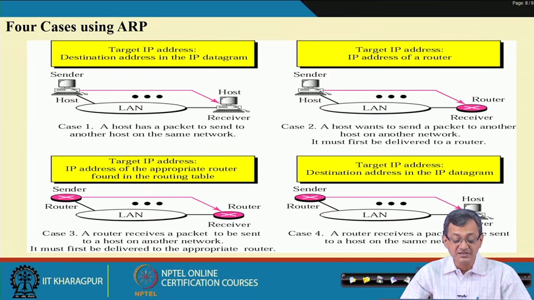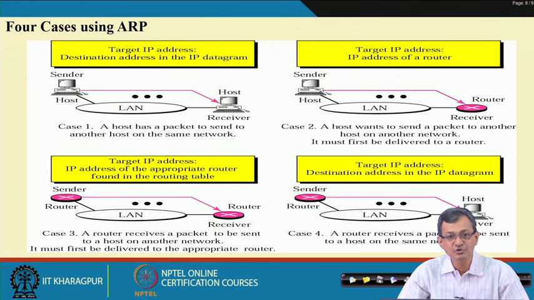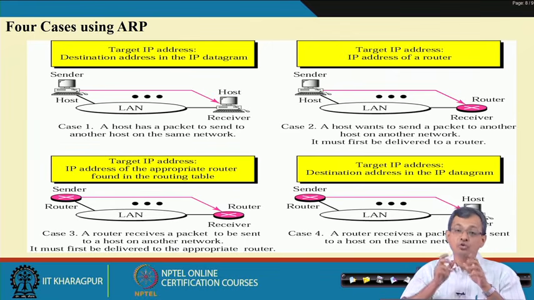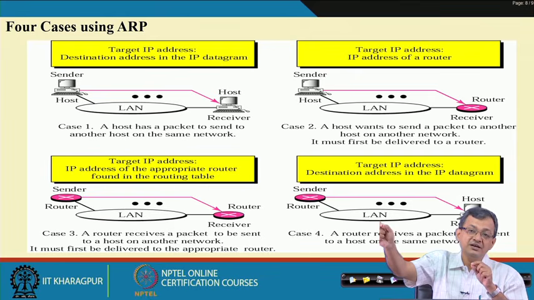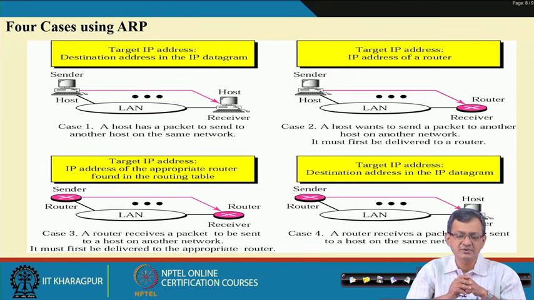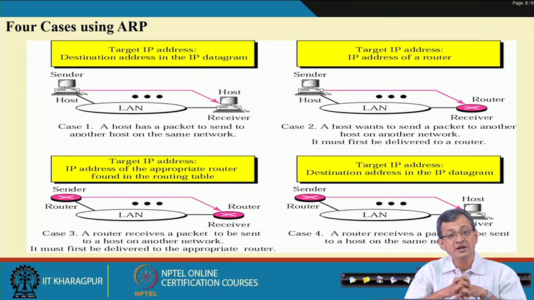Third, the router receives a packet to be sent to a host on another network, so it is router to router, and that needs to be resolved. And finally, a router receives a packet to be sent to the host. In other words, one is direct, host to host in the same network, or host to some layer 3 device, and from there it goes on, and at the end it is router to host. Another can be router to router, intermediate communication, or router to host. So this is the fourth case.